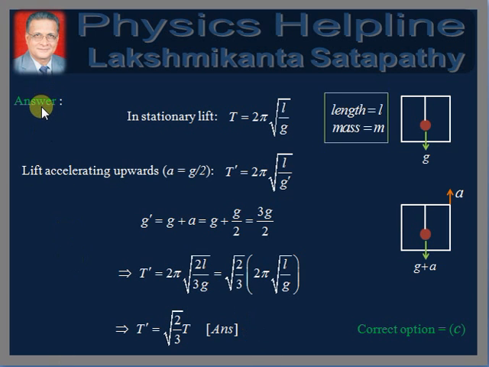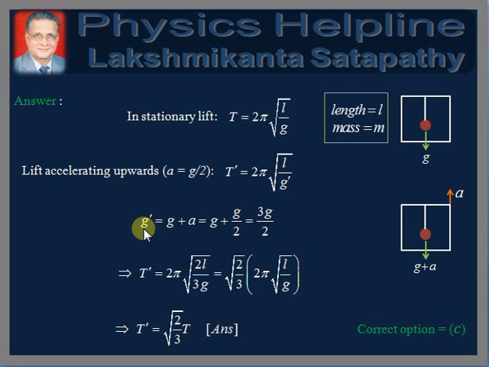Now, for the answer, it is given in the question that when the lift is stationary, the time period of the pendulum is T. Therefore, we write T is equal to 2 pi root over L by g, where L is the length of the pendulum and g is the acceleration due to gravity. Now, when the lift is moving up with acceleration a is equal to g by 2, then the time period T dash will be equal to 2 pi root over L by g dash, where g dash is the effective acceleration due to gravity.